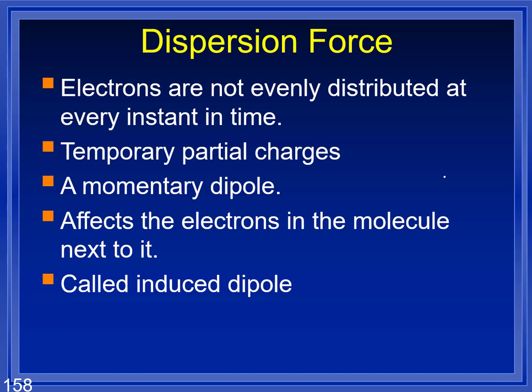So I get a temporary partial charge. It affects the electrons in the molecule next to it, pushing their electrons out of the way or pulling them towards it. So they're going to be momentarily attracted. And then a moment later, everything's going to go back to neutral.